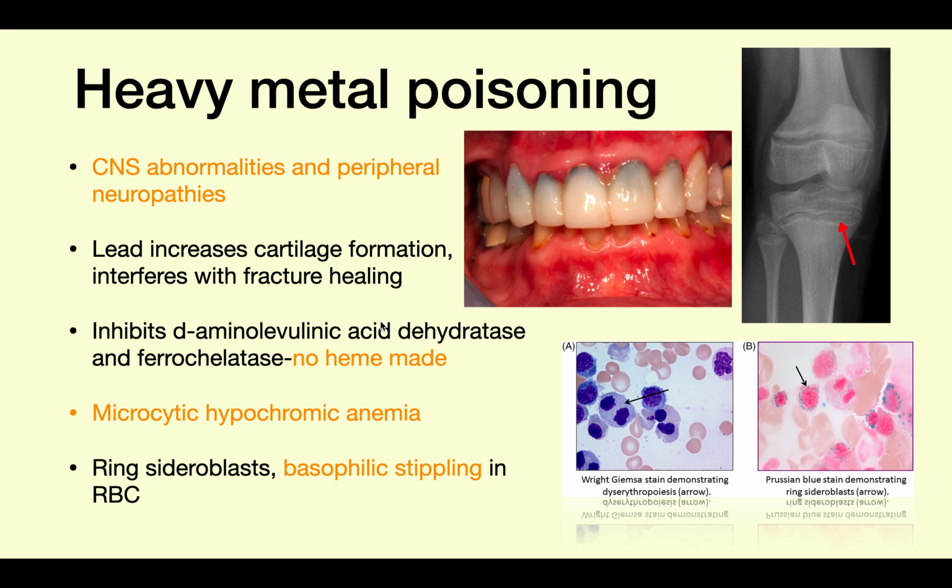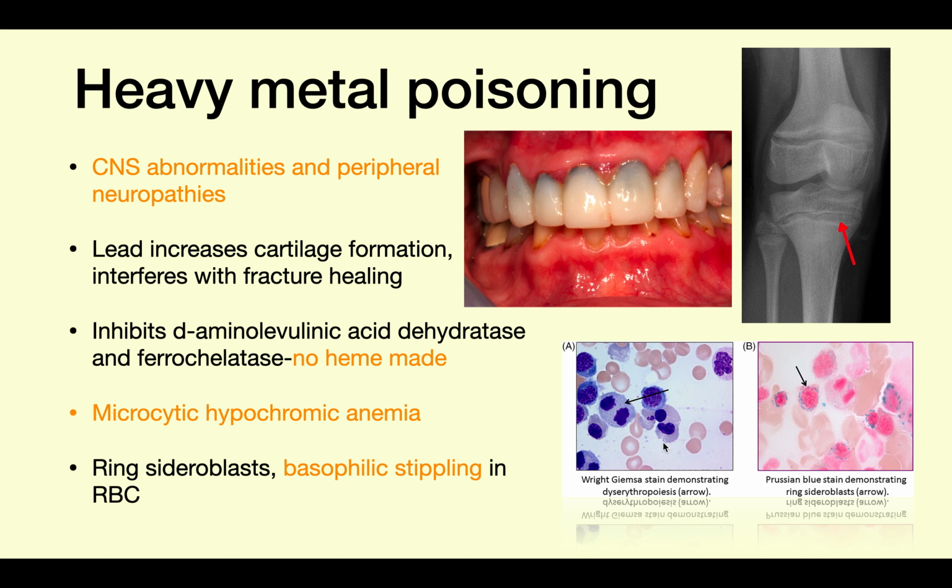Heavy metal poisonings are all characterized by the CNS abnormalities and peripheral neuropathies. Lead is kind of special because it increases cartilage formation, so it's not going to heal fractures well. It inhibits the delta-aminolevulinic acid dehydratase and ferrochelatase. So this is particularly important because no heme is going to be able to be made. So it's going to result in the microcytic hypochromic anemia.